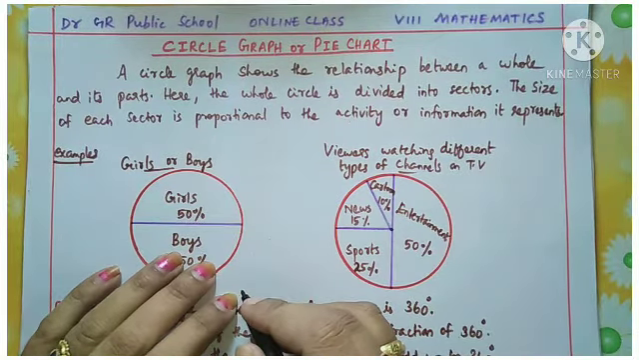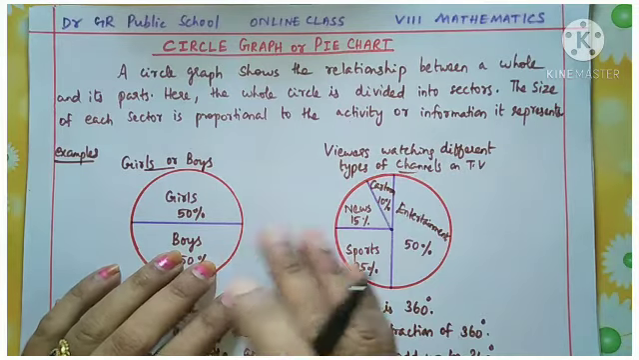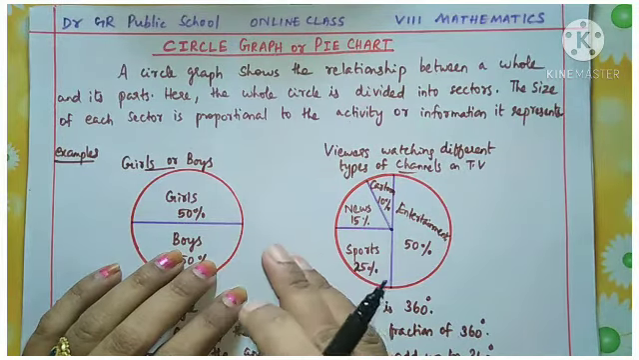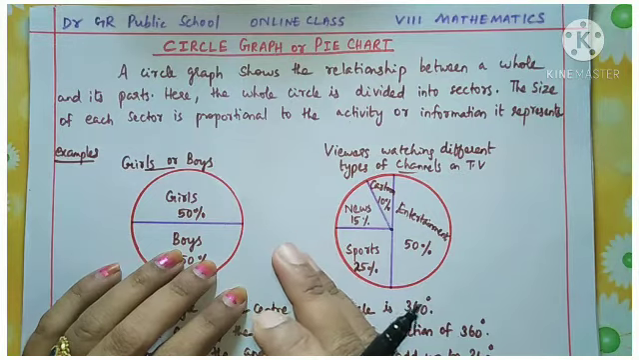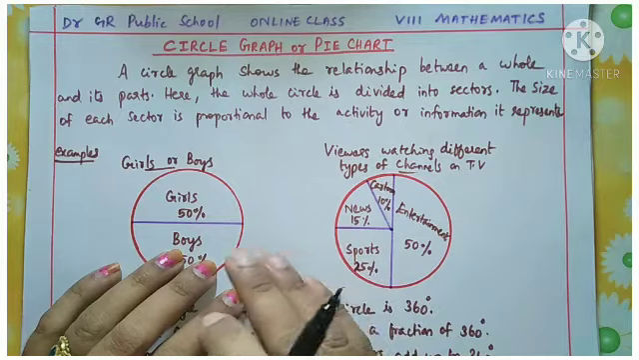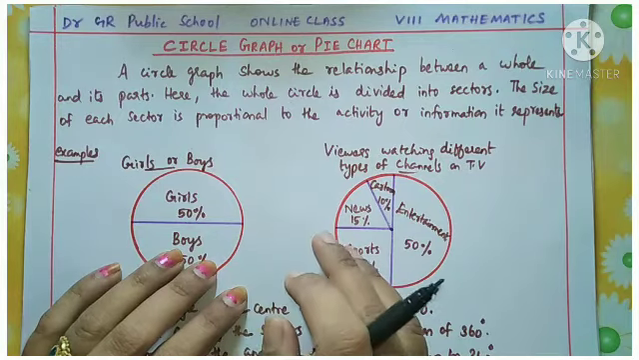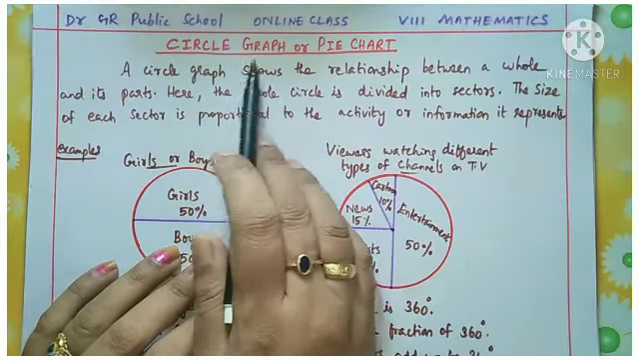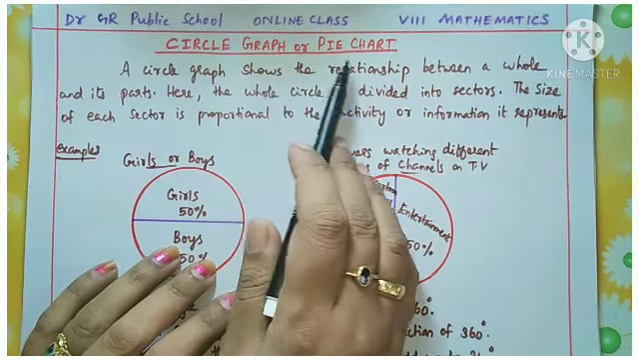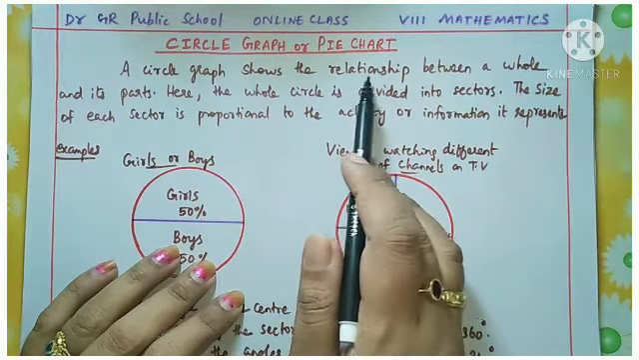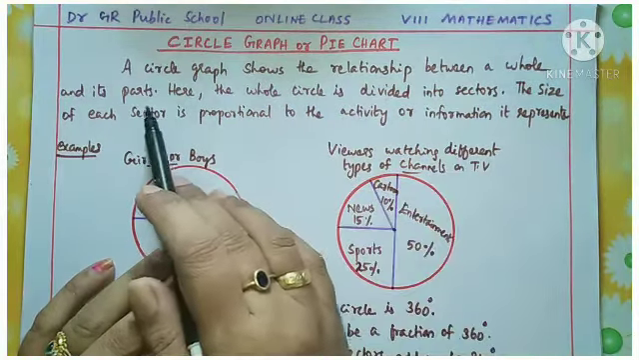So dear students, from the introduction videos you may have understood all the points, how we are doing the circle graph and what are the important characteristics in circle graph. All that I hope you understood. Now come to the definition once again. What is a circle graph, otherwise called pie chart? A circle graph shows the relationship between a whole and its parts.